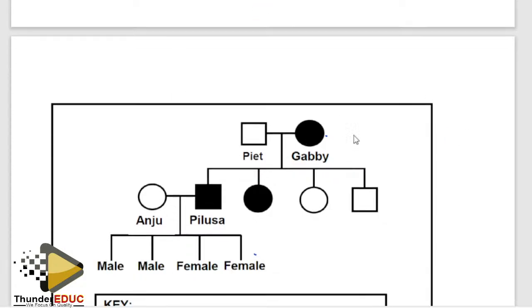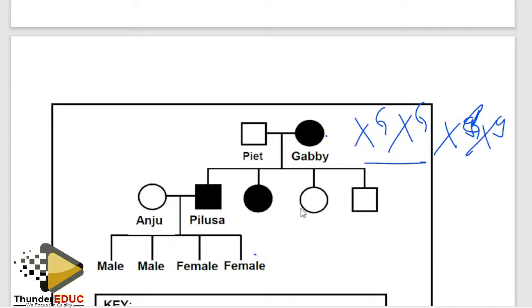Therefore, it's going to be X capital G, X capital G, X small g, no, capital G, and X small g. Yes. But now I need to find out, what about this one? This one is normal. So if it's normal, therefore it's going to be small g. Therefore, this person can't be this, because the kid has a small g.